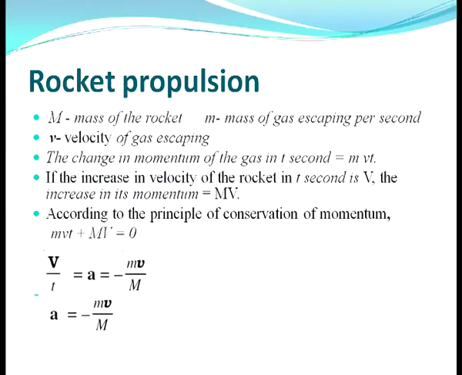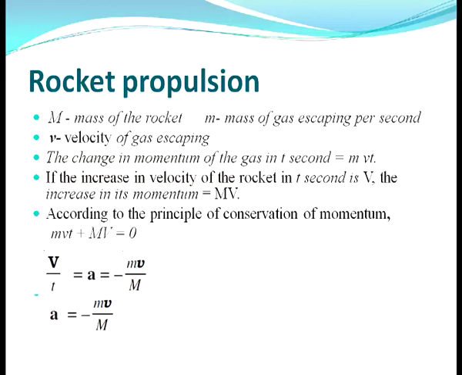So, if capital M is the mass of the rocket, small m is the mass of the gas escaping per second, and v is the velocity of the gas escaping, then the change in momentum of the gas in t seconds is equal to m, the mass of gas escaping per second, times v, the velocity of the gas escaping, times t. If the increase in velocity of the rocket in t seconds is capital V, the increase in its momentum will be mass into velocity, that is capital M into capital V.